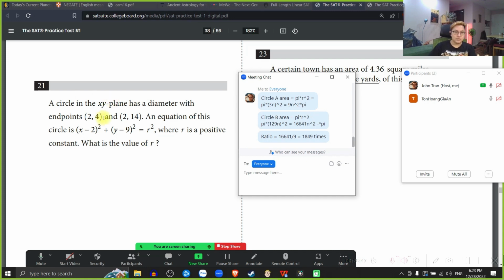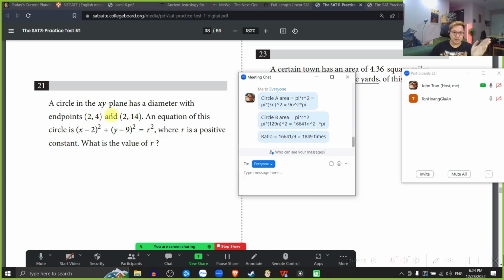See this one. You do not even need the equation of the circle. So look at the endpoints: (2, 4) and (2, 14). They have 2 in common, the x value. So what does it mean? Just take the difference in the y values. Adding and averaging gives you the length of the radius.